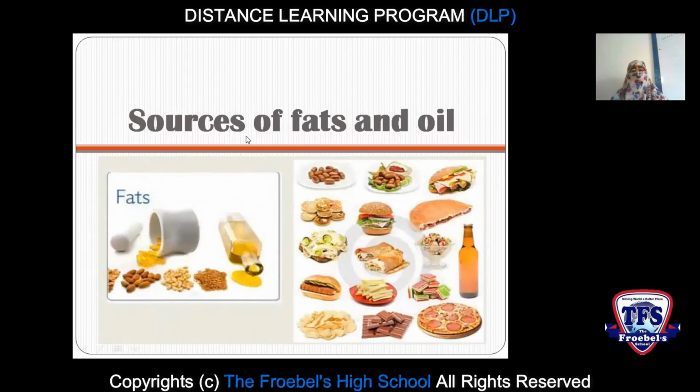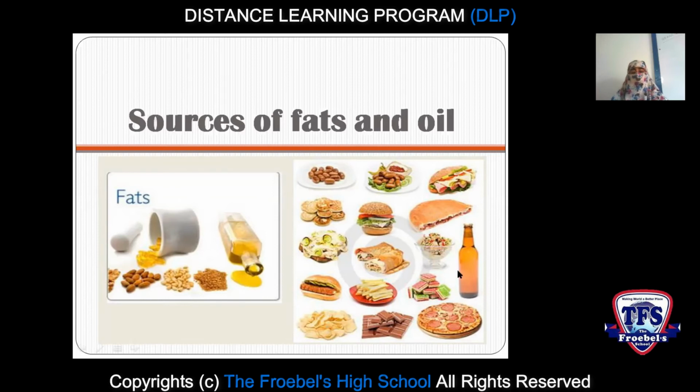For the test of fats and oil, you need to know the sources of fats and oil. You can see in this picture there are a number of different eating stuff. These are the junk food. You are allowed to eat. Teenagers, they love to eat this junk food.